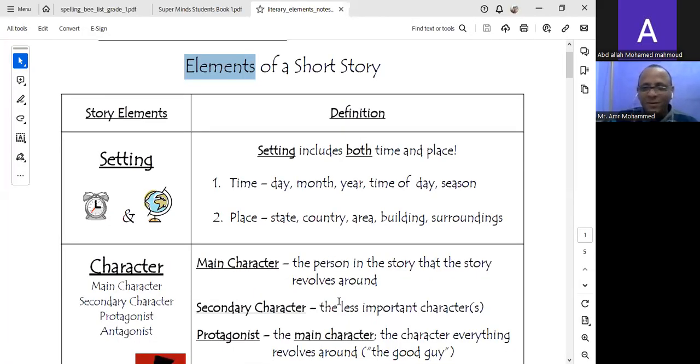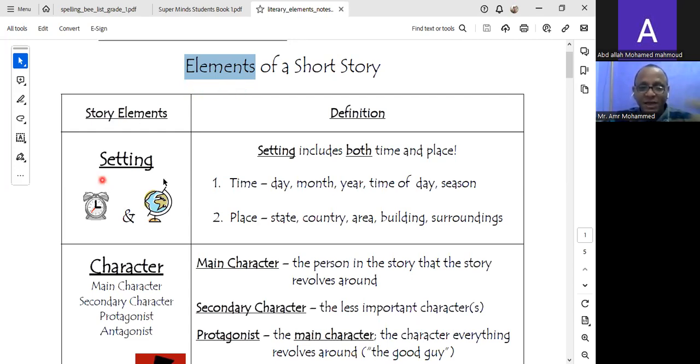Now, my dear students of secondary stage, I'm going to introduce the elements of the short story for you now. It's very important for the writing question. Of course, you know, writing is a very important skill, and you may be asked to write a short story. We have specified or particular elements of the short story.